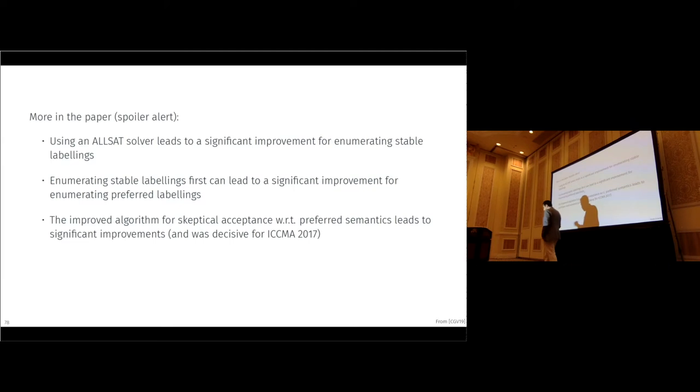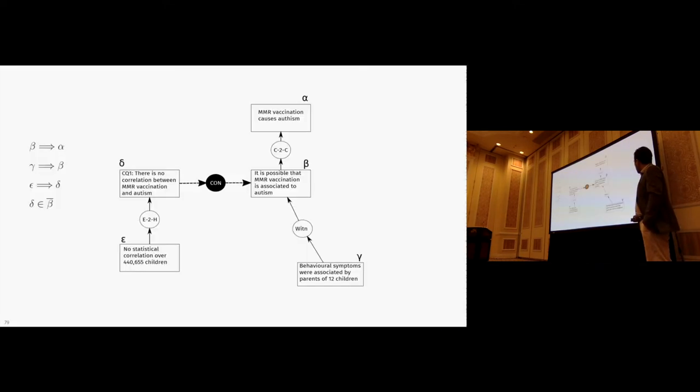And we also had a specific algorithm for credulous, which is relatively easy, but also for skeptical acceptance of an argument. Remember, an argument is skeptically accepted according to a semantics if this argument belongs to all the extensions of this semantics. And this improved algorithm for skeptical acceptance with respect to preferred semantics was key for winning ICCMA 2017.